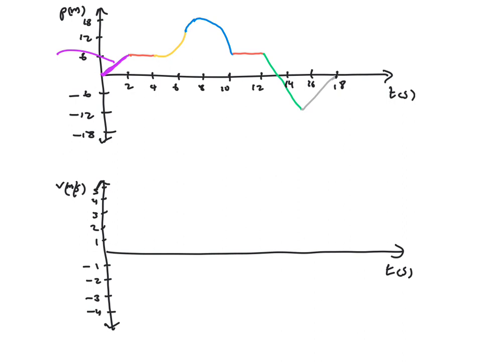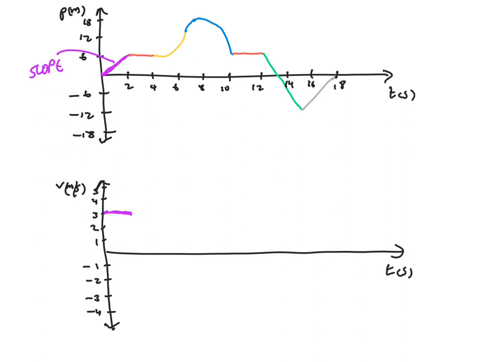How do we find that constant velocity? Well, we said that we take the slope of this and we would get the velocity. So 6, rise over run, which is 6 over 2, and that would give us a constant velocity of 3.